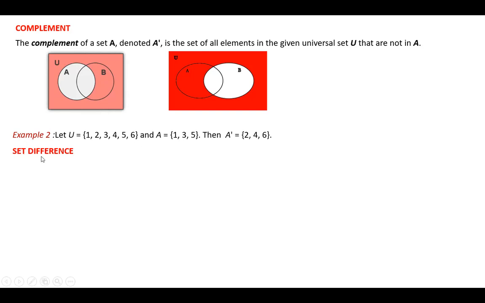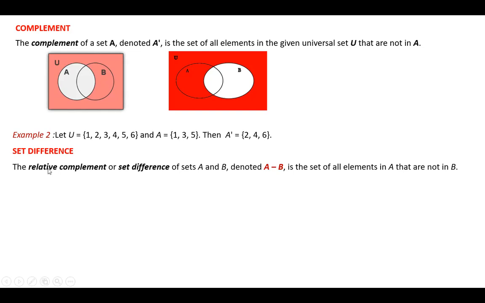Okay, so when you talk about the set difference, it's also called the relative complement. The set difference of A and B is denoted by A minus B. When you talk about difference in mathematics, we are simply talking about a minus sign. Whenever you hear the difference between two things, it's simply the subtraction between two things. The minus sign is the one that we refer to as the difference in mathematics. So it is denoted by A minus B.